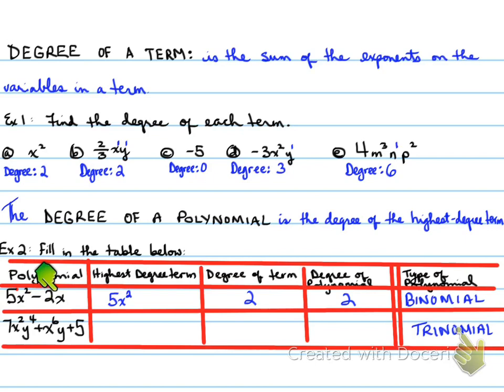The degree of this is 1. Which one is higher? This one is higher, and it has a degree of 2. So the whole polynomial has a degree of 2. That's how that works with degree of a polynomial.